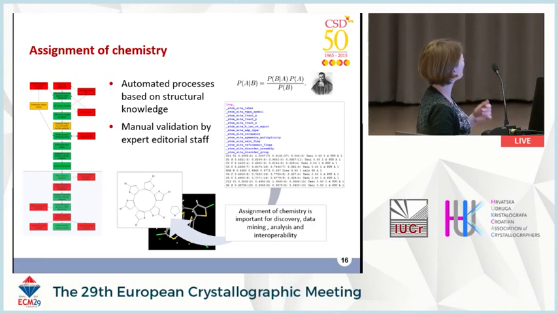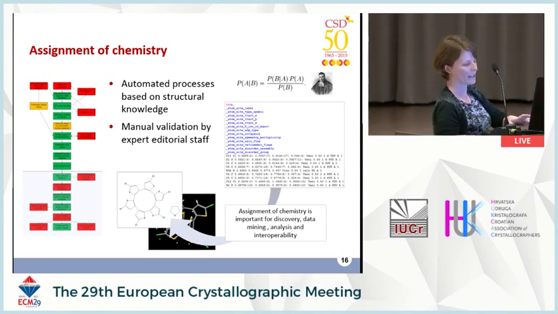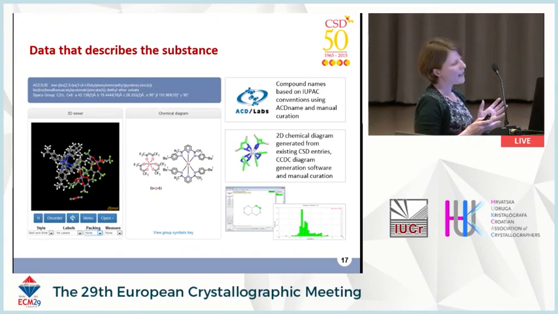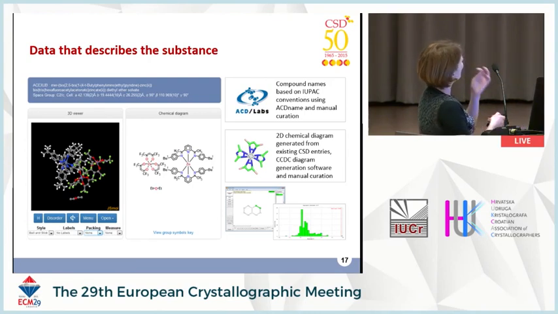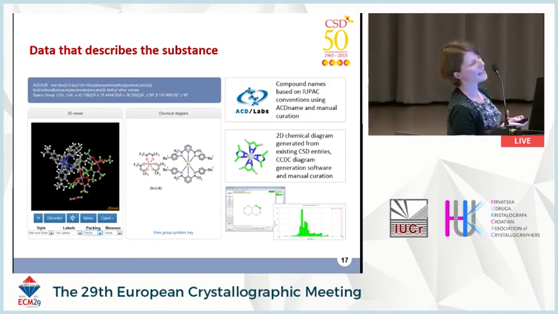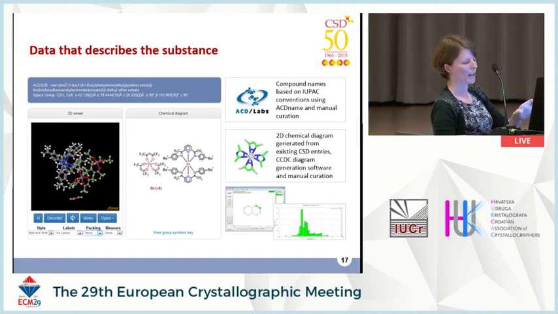And I think the assignment of chemistry is really important to allow users to discover data, do data mining, analysis, and allow us to do interoperability of the structures. So as well as data about the crystallographic information, like the cell parameters, assigning the chemical connectivity allows us to add things like compound names, chemical diagrams, and this is really useful when people are doing searches and analysis of the data.